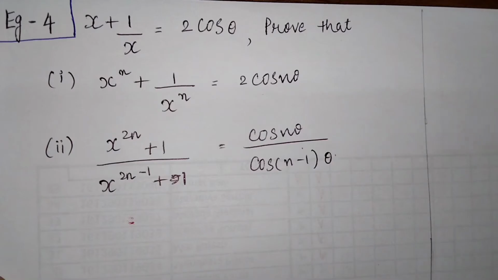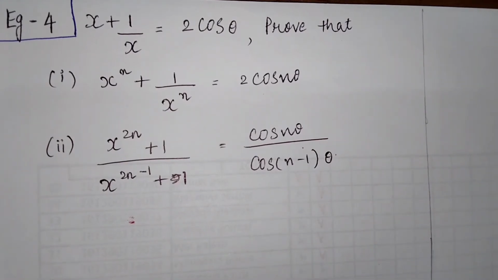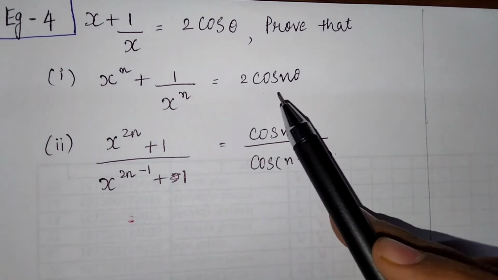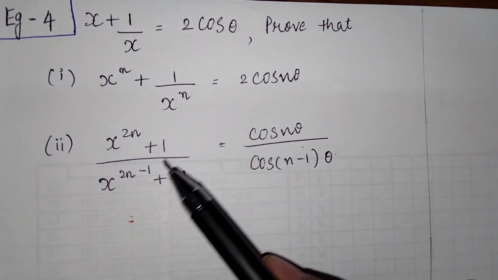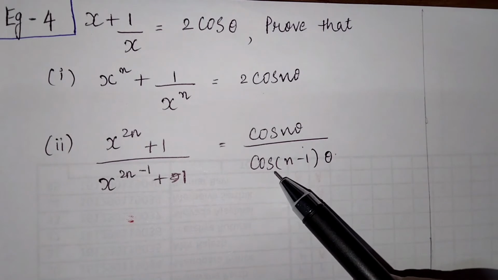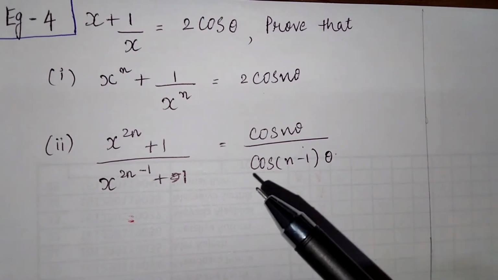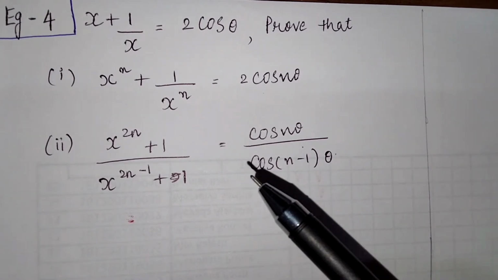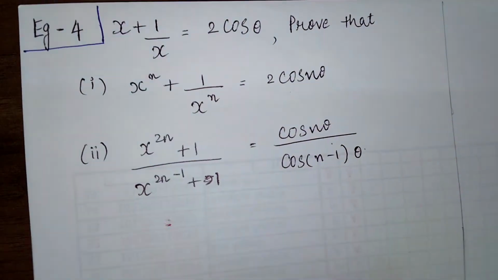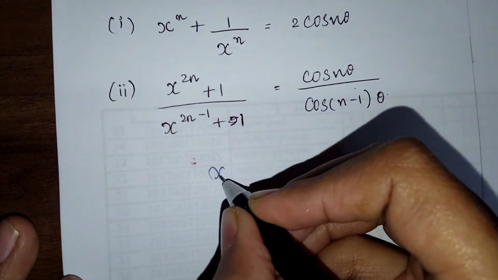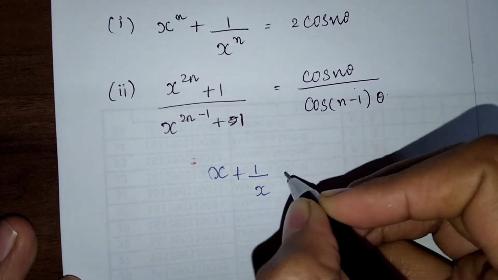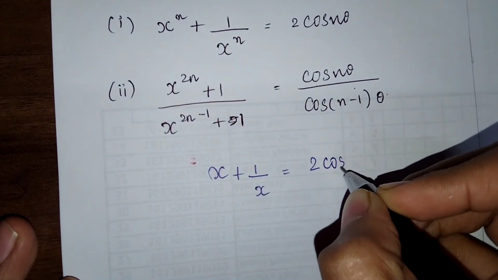Okay, so example 4: x plus 1 by x equal to 2 cos theta is given. Then we have to prove that x raised to n plus 1 upon x raised to n is equal to 2 cos n theta, and this term should be equivalent to this term. We have to prove that. So how will we prove it? First of all, what is given? x plus 1 by x equal to 2 cos theta is given.